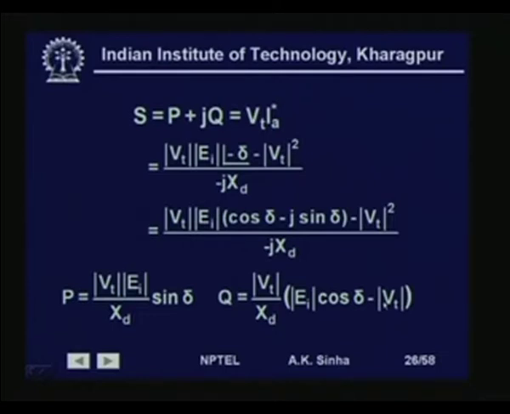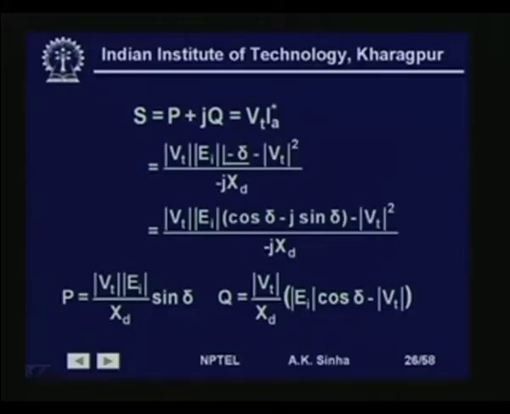Now, these are very important relationships. It tells us that the real power output of the synchronous machine depends on the power angle delta, that is the angle by which the internal voltage or the generated voltage of the machine leads the terminal voltage. If this angle delta is negative, that means the machine will be acting as a motor, because P will be negative in that case.